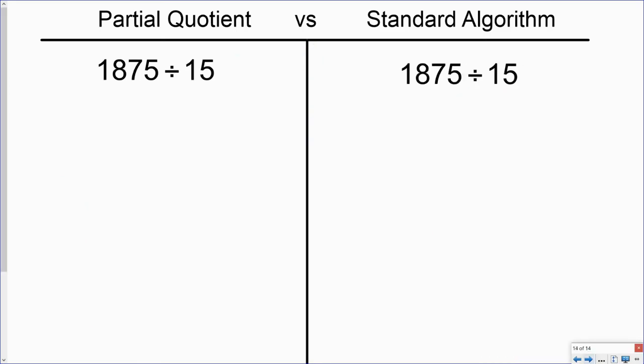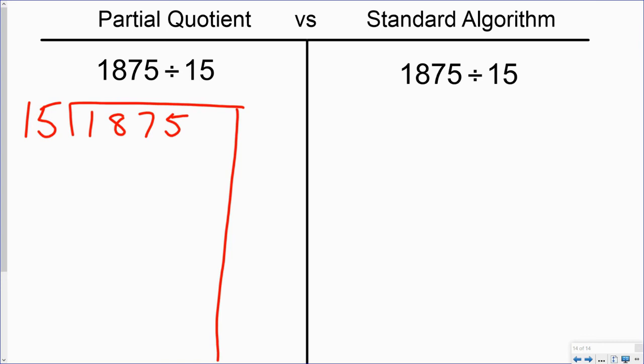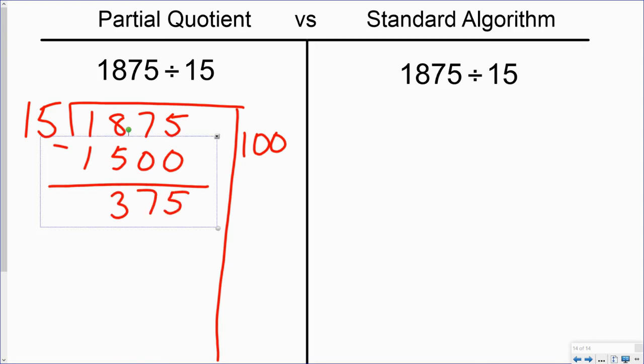So this one's a little bit different because it's a 2-digit number versus a 1-digit number. But again, we're going to do it the exact same way. So I have my 15 out here, my 1,875 here. Bring my line down. So it will go in there roughly about 100 times. So that gives me 1,500. I subtract, gives me 375 left. And then that would go in there about 20 times, which would be 300.